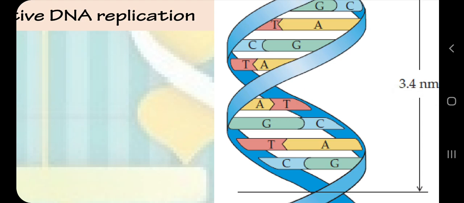Here, the two strands of DNA are antiparallel, and thymine is base pairing with adenine, and in the same way guanine is base pairing with cytosine. You can learn more about this base pairing in my previous video, which is about the structure of DNA.